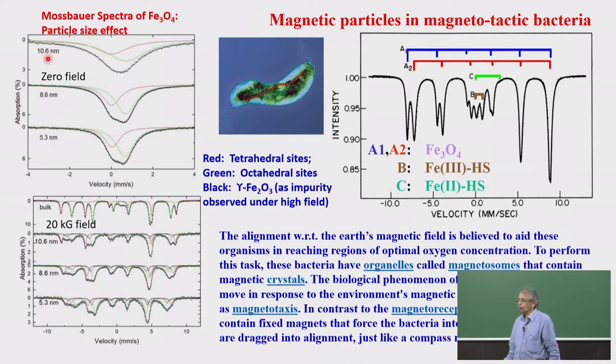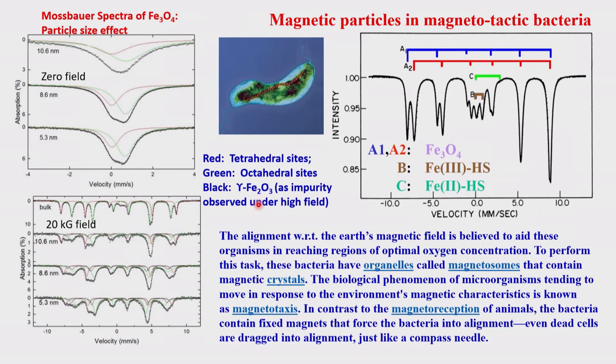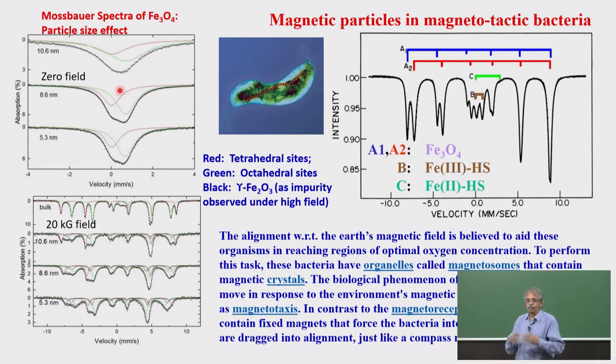So that means as you go from 10.6 to 5.3, which is half of its size, you are increasing the octahedral fraction by maybe double or close to that. Therefore, your catalytic activity, your reactivity, all these things will change, because the octahedral sites are much more in this as compared to the tetrahedral, when you have a smaller particle size. The same information is given in the lower panel, but at a different field.